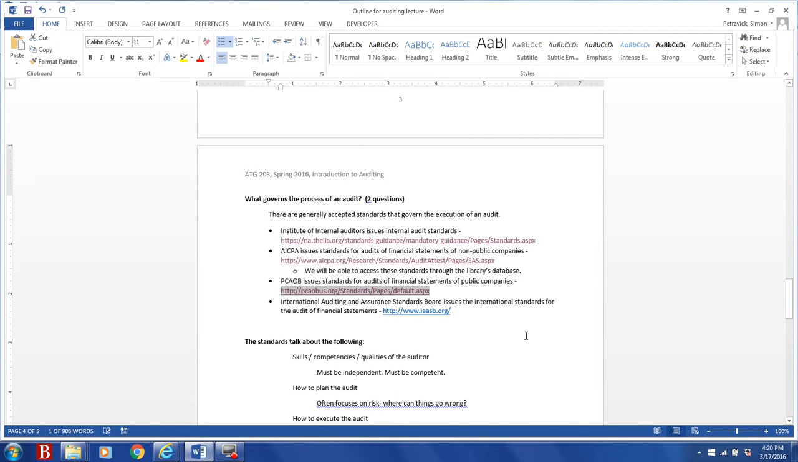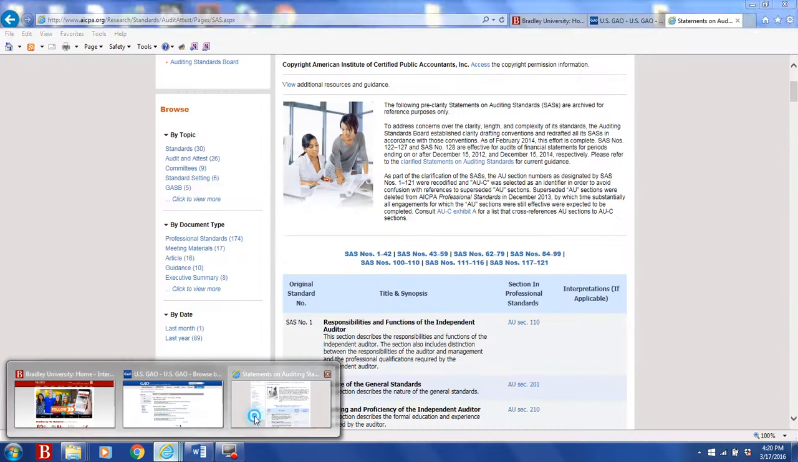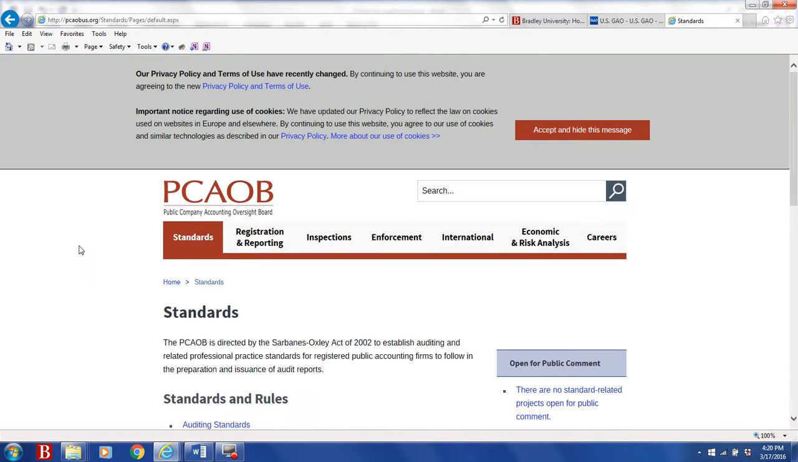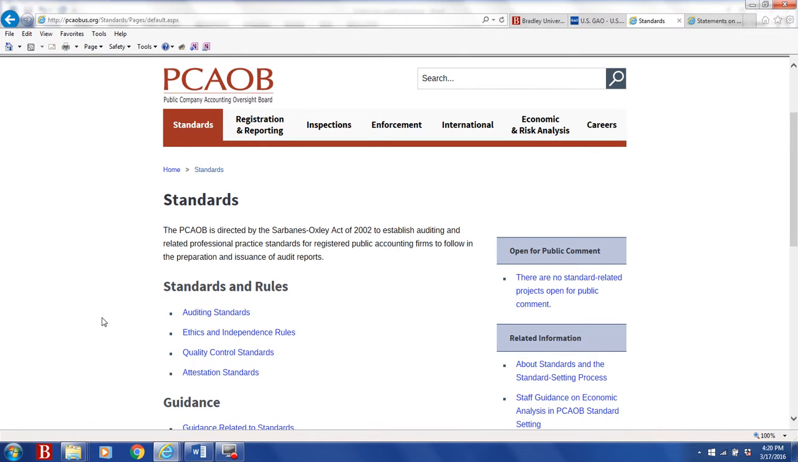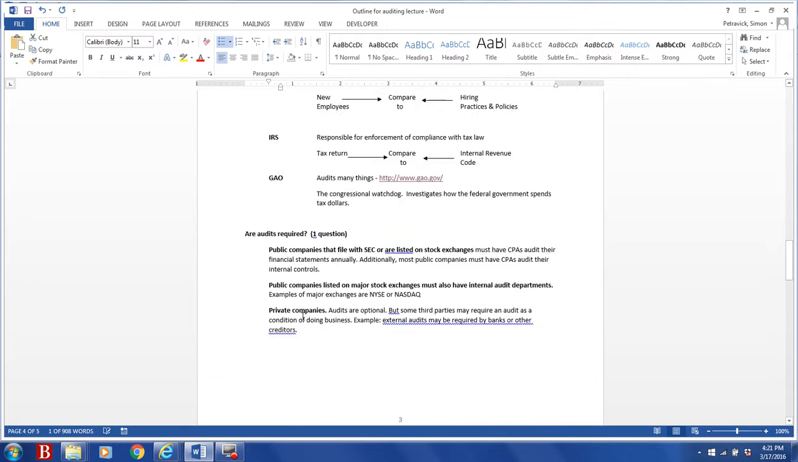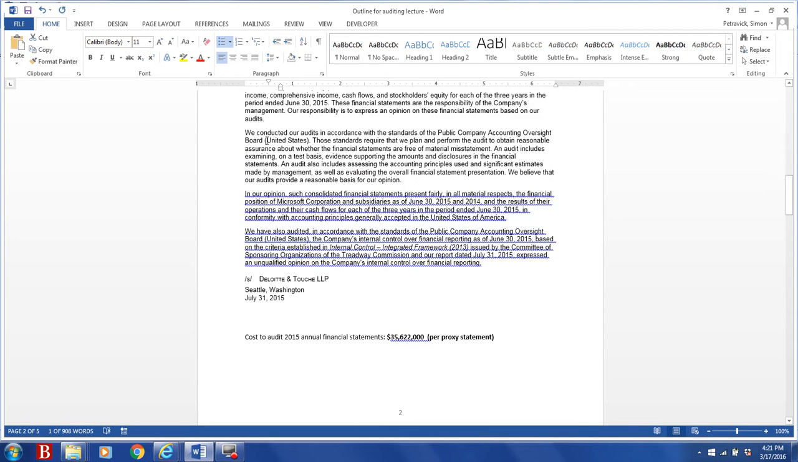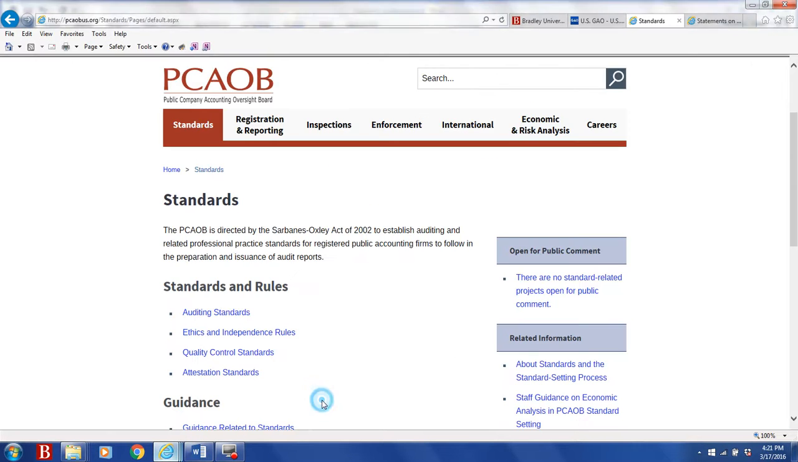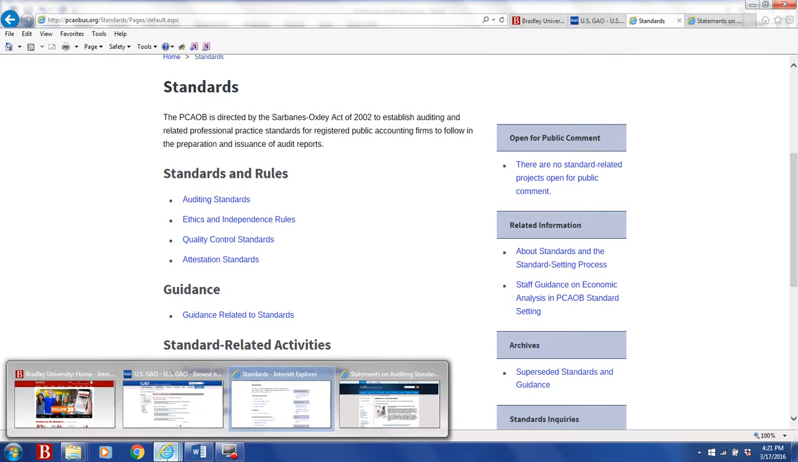A third group of standards is issued by an organization called the Public Company Accounting Oversight Board, or sometimes they're just known by their initials as PCAOB. And you can see here that they have auditing standards. The PCAOB, it tells us here, was created by the Sarbanes-Oxley Act. These standards are for audits done of public companies. So if we were to go back to the Microsoft audit report, in the second paragraph it says we conducted our audits in accordance with the standards of the Public Company Accounting Oversight Board. So whatever Deloitte and Touche did had to be in compliance with the auditing standards that we see here.